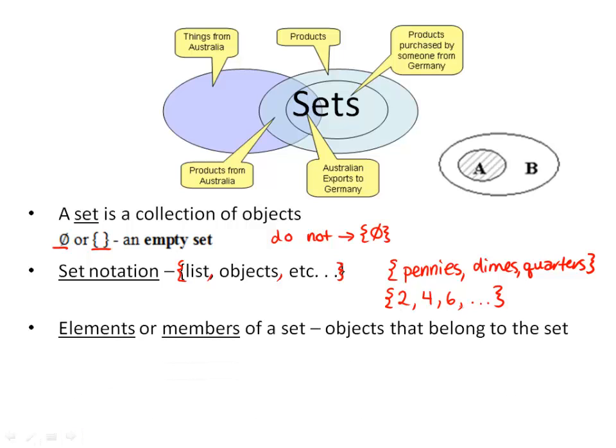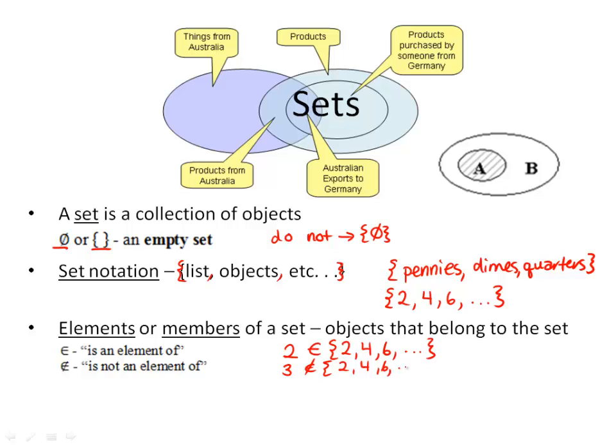Each of the items in the set are called elements or members of the set. So there's some notation associated with this. This is basically a language that you're learning. If an item is an element of a given set, you could say that 2 is an element of the set of even numbers. However, you would say that 3 is not an element of the set of even numbers.